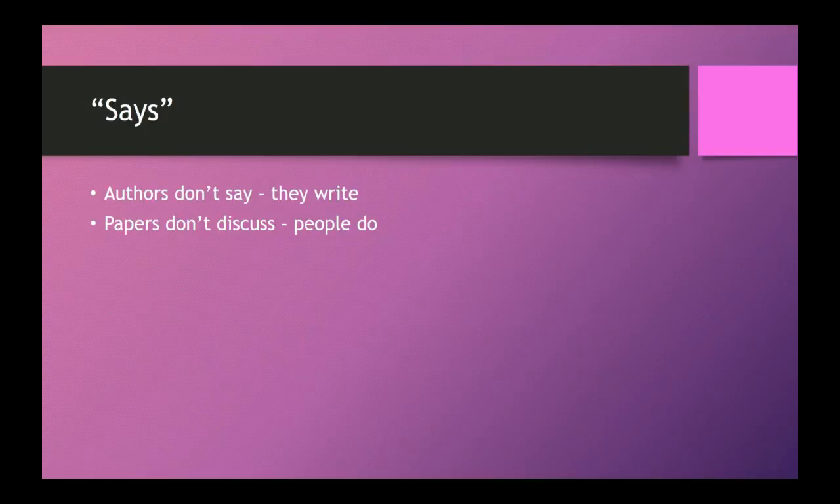Authors don't say, unless it's a speech. If you're going to cite the I Have a Dream speech, then Dr. King said. But if you're referring to the Letter from Birmingham Jail, he wrote, he posited, he put forth, he asserted, he did all kinds of stuff, but he didn't say anything.